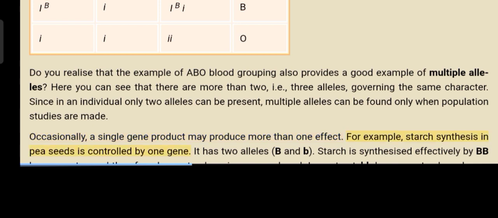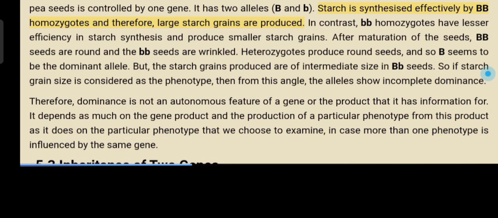For example, starch synthesis in pea seeds is controlled by one gene. It has 2 alleles B and b. Starch is synthesized effectively by BB homozygotes, and therefore, large starch grains are produced. In contrast, bb homozygotes have lesser efficiency in starch synthesis and produce smaller starch grains. After maturation of the seeds, BB seeds are round and the bb seeds are wrinkled. Heterozygotes produce round seeds, and so B seems to be the dominant allele. But, the starch grains produced are of intermediate size in Bb seeds. So if starch grain size is considered as the phenotype, then from this angle, the alleles show incomplete dominance.